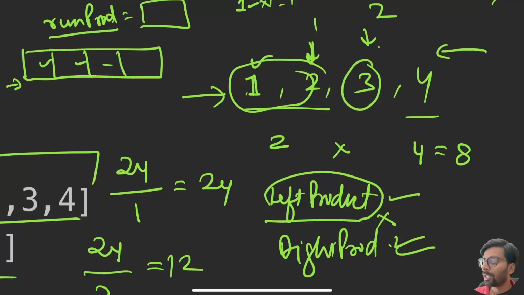Like we'll start from the left. The first product is 1 by default, then we saw 1, so the product is 1, then we saw 2, then the product is 2, when we saw 3, then the product is 6. So we'll keep on multiplying and keep on updating this running product.